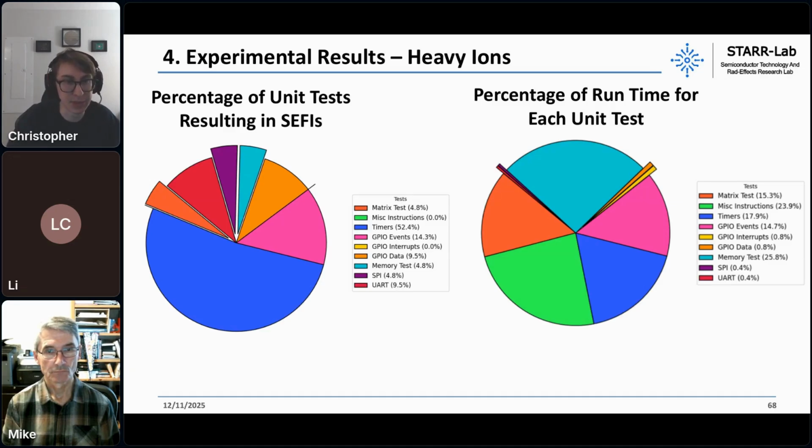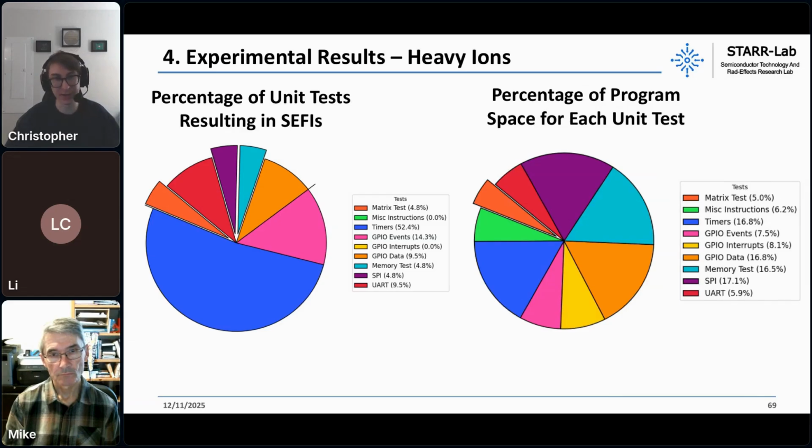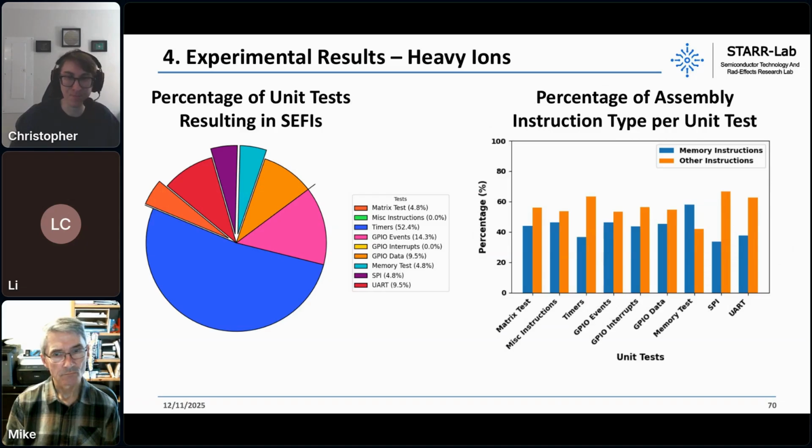Coming back to those unit tests and the likelihood of them inducing a SEFI compared to others, we tried to understand if there's some sort of indicator based on perhaps how long the test is running for. Well, maybe. The timer test does take up a bit more time than some others, but definitely not half of the time that the device is running. We also tried to see if maybe it's taking up over half of the program space of our software. That timer test does take up a decent amount of space, but definitely not half.